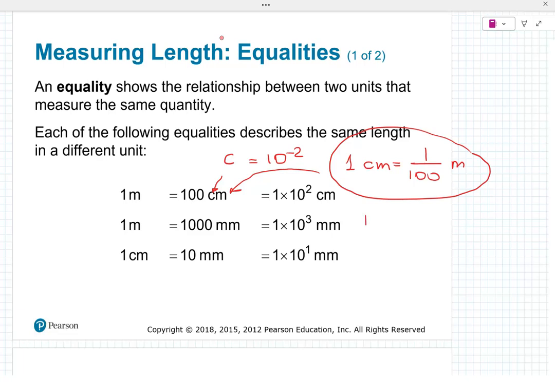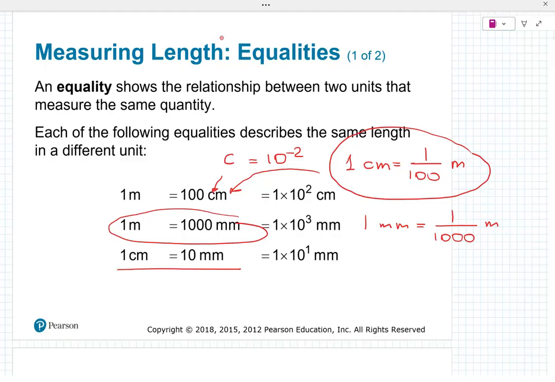1 millimeter is 1/1000th of a meter, which means 1 meter contains 1,000 millimeters. Okay? And based on these ratios, you can quickly figure out that 1 centimeter is 10 millimeters. Okay?